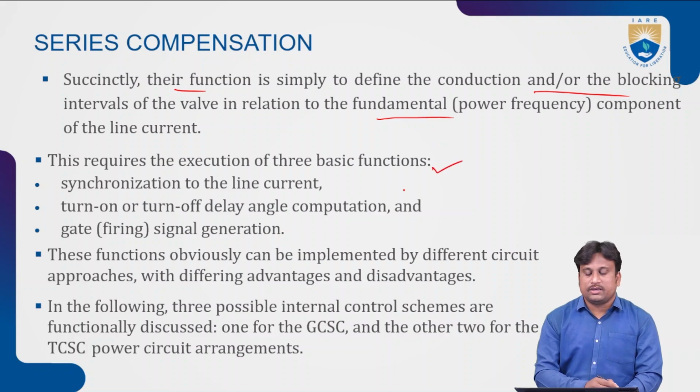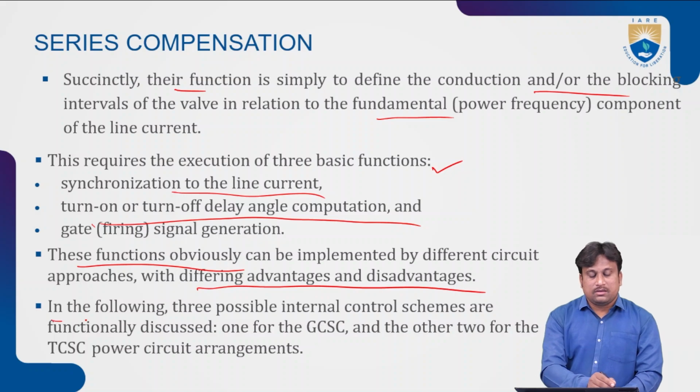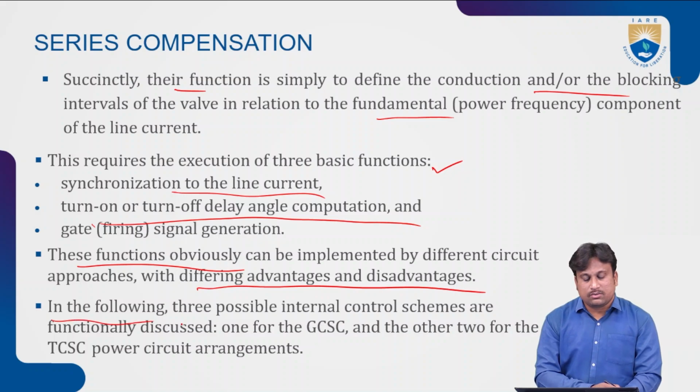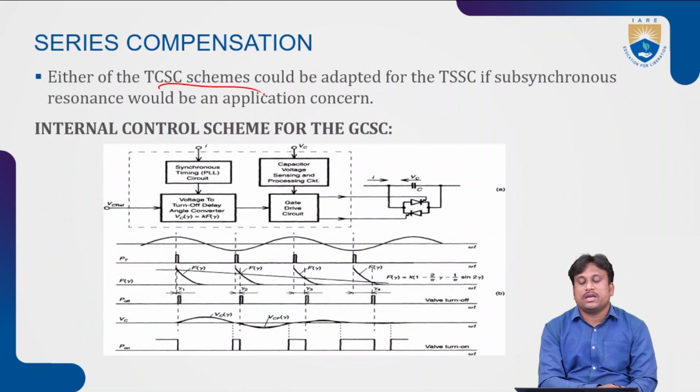This requires the execution of three basic functions: synchronization to the line current, turn-on or turn-off delay angle computation, and gate signal generation. These functions can obviously be implemented by different circuit approaches with different advantages and disadvantages. In the following, three possible internal control schemes are shown, one for the GCSC and the other two for TCSC power circuit arrangements. Either of the TCSC schemes can be adopted for subsynchronous resonance applications.